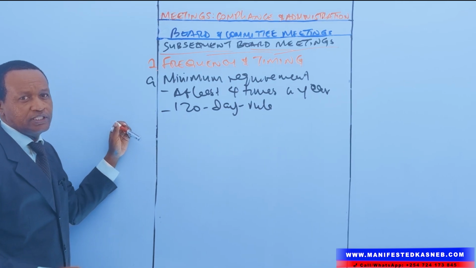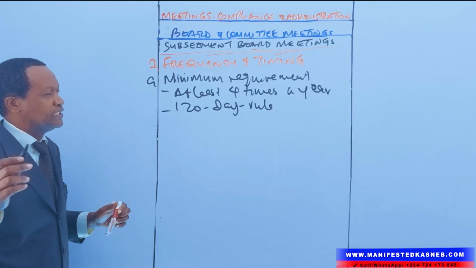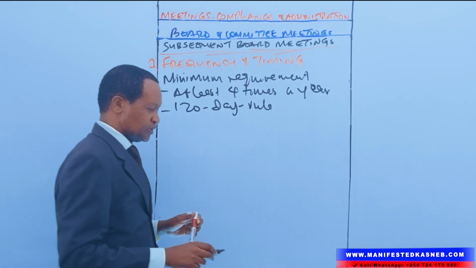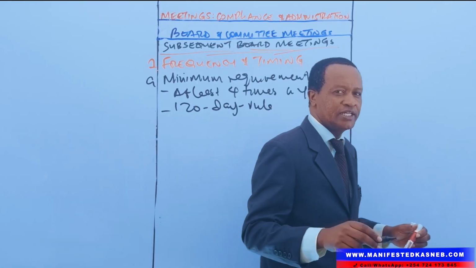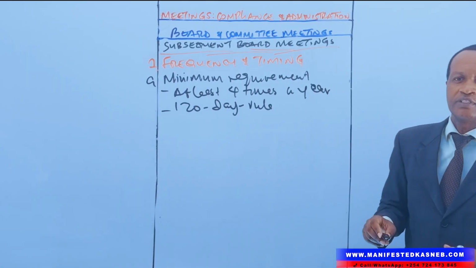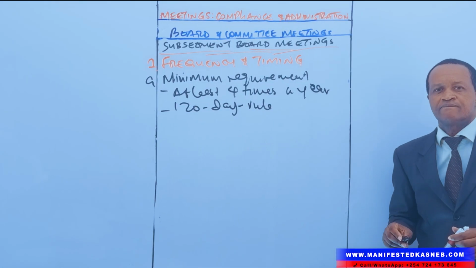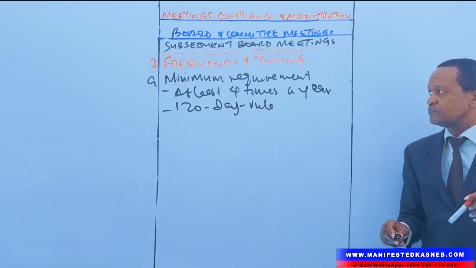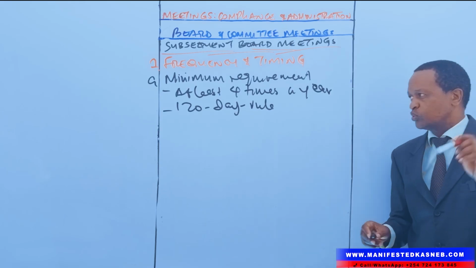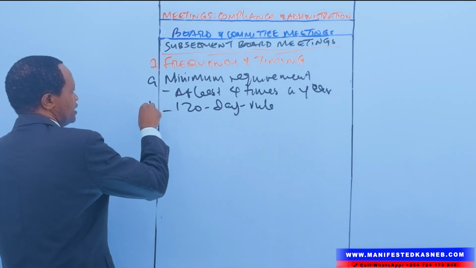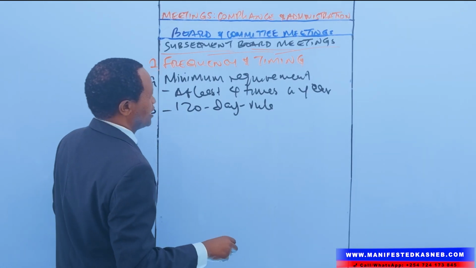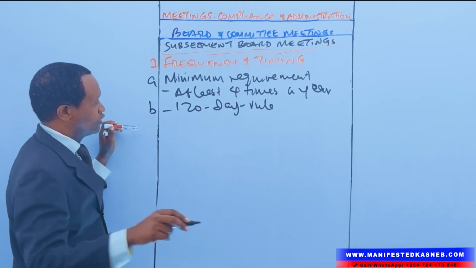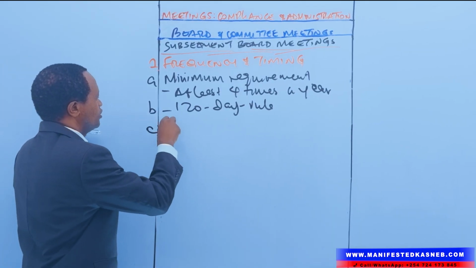Understand? Yes. The 120-day rule. At least 4 times a year, that's the minimum requirement. Then there is the 120-day rule: no more than 120 days should elapse before the board meets again. Then of course there is a board calendar.